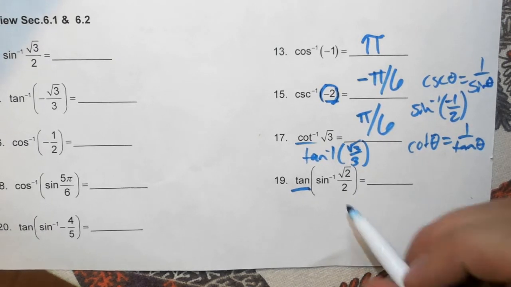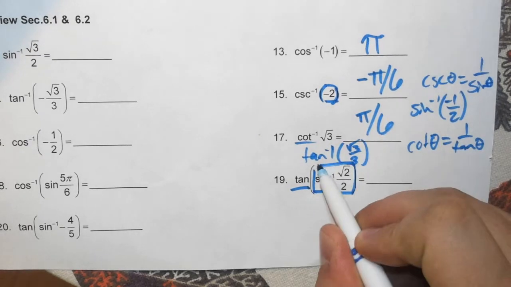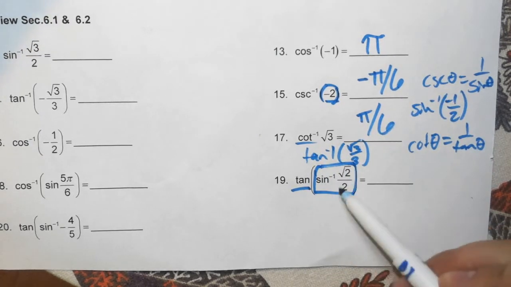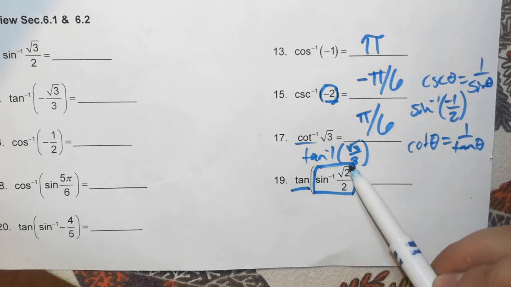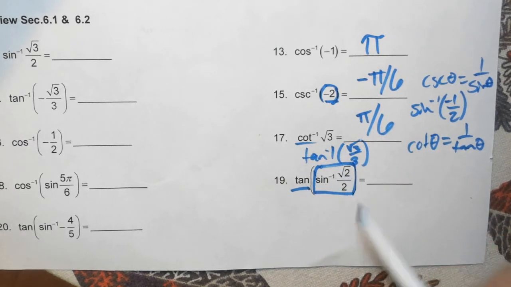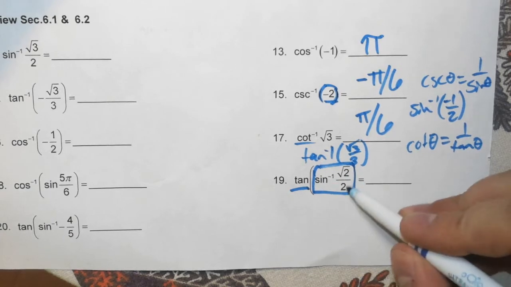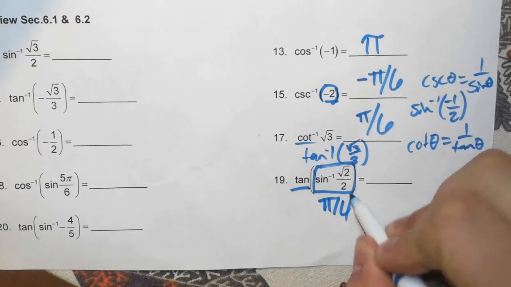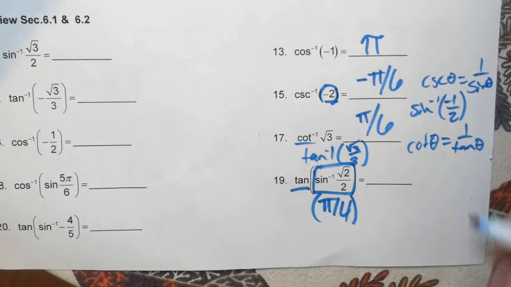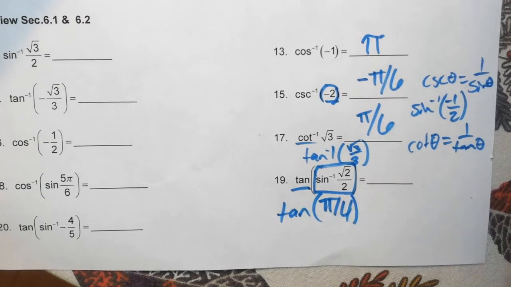Okay, so now this one. These more complicated ones, we've got to work inside out. So we've got to do this thing on the inside first, and then we can work our way out. So we have tangent of inverse sine of root 2 over 2. So we've got to do this inverse sine of root 2 over 2 thing first. The only place where we have root 2 over 2 is pi over 4. That's our pi over 4 family. And being that it's positive, it's going to be in the first quadrant, because that's where we're limited.